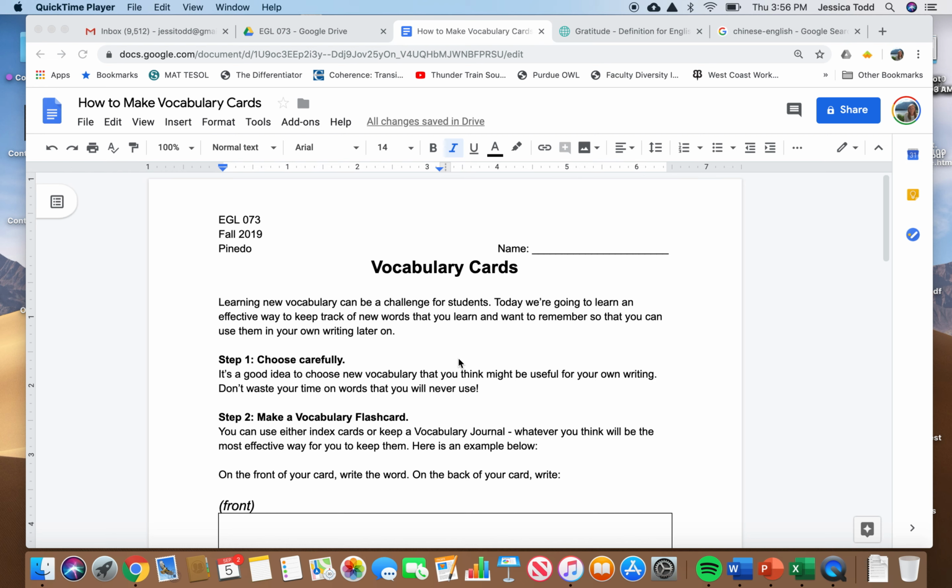Today we're going to talk about how to choose a vocabulary word for a flashcard and then how to actually make the flashcard. So the first step is to really choose a word carefully, right? We don't want to choose just any word, and we don't want to choose a word that we already know. We want to choose a word that is new, and we want to choose a word that's going to be useful, either for our academic writing or for our everyday life. So you can think about things like words that would be useful at your job or with your children's teacher or in your everyday life.